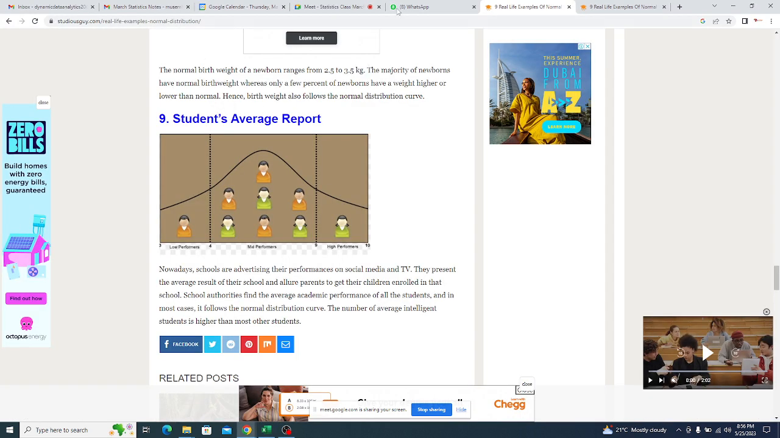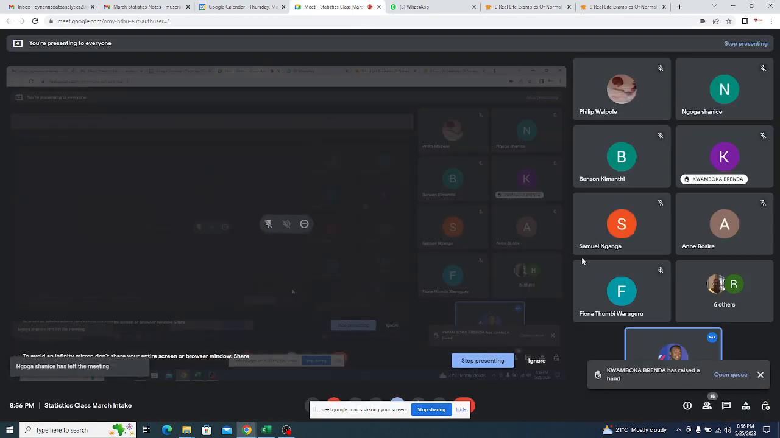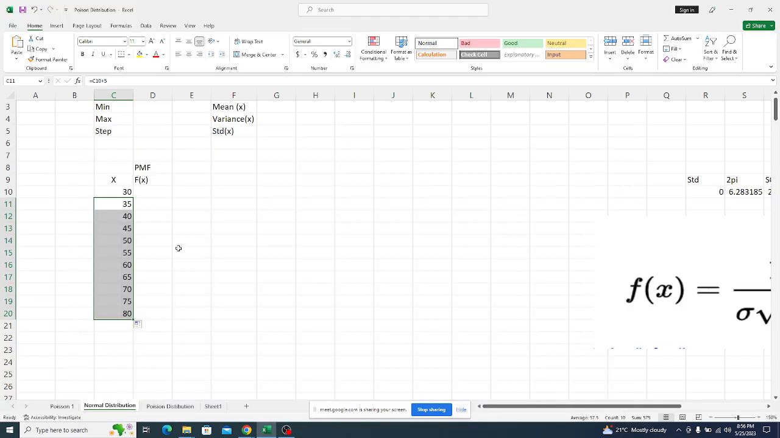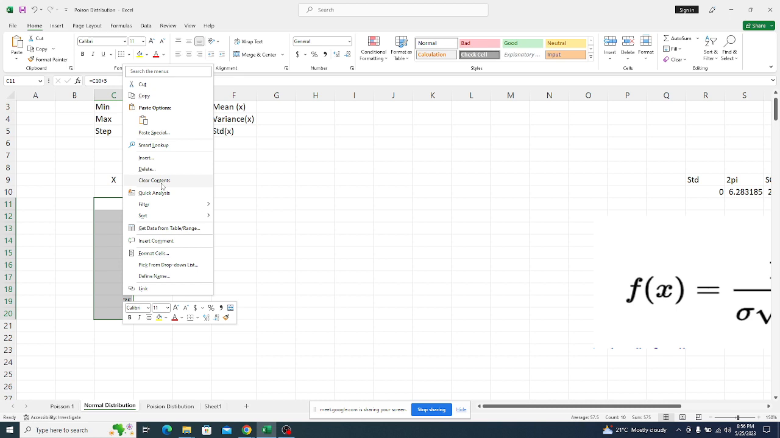Yes, someone has a question. Yes, Kwamboka. You see the step of five. What do you mean? Like we are increasing our values by 5. So if we are increasing our values by 5, this is how we can do. We can do this.